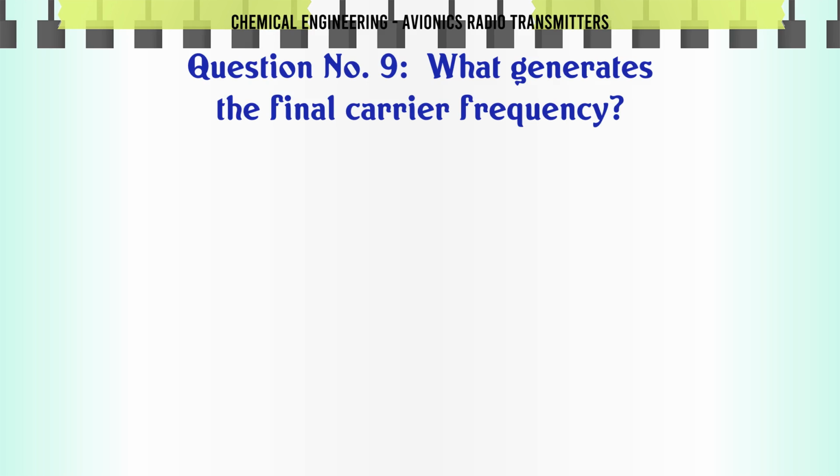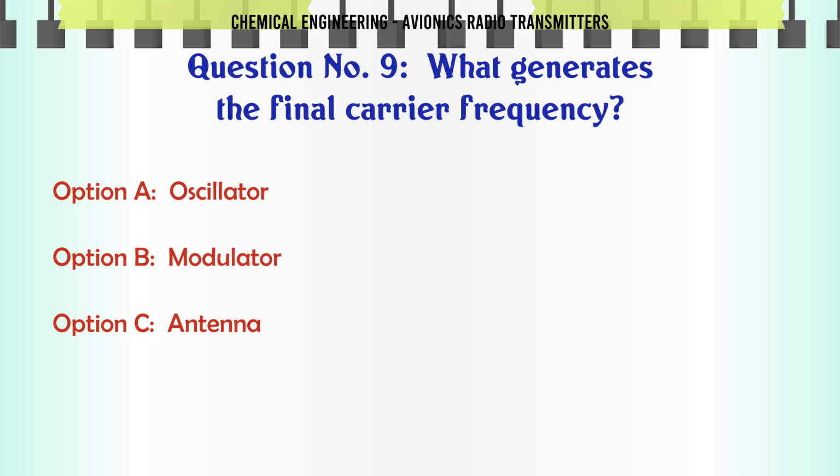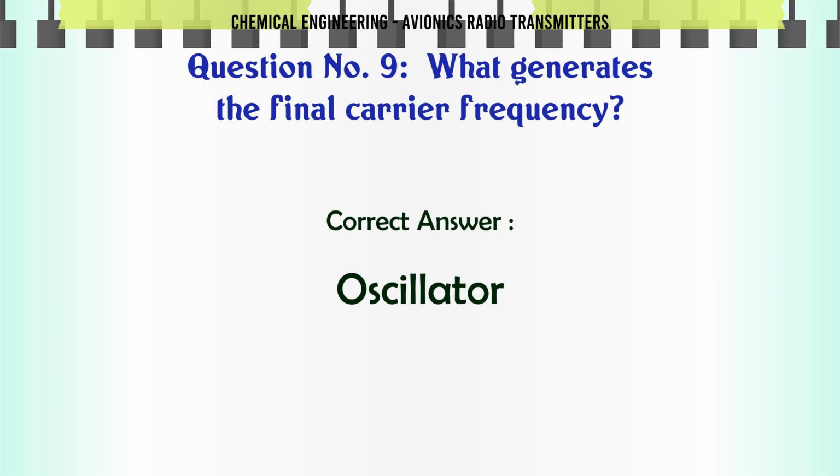What generates the final carrier frequency? A. Oscillator. B. Modulator. C. Antenna. D. Power source. The correct answer is oscillator.